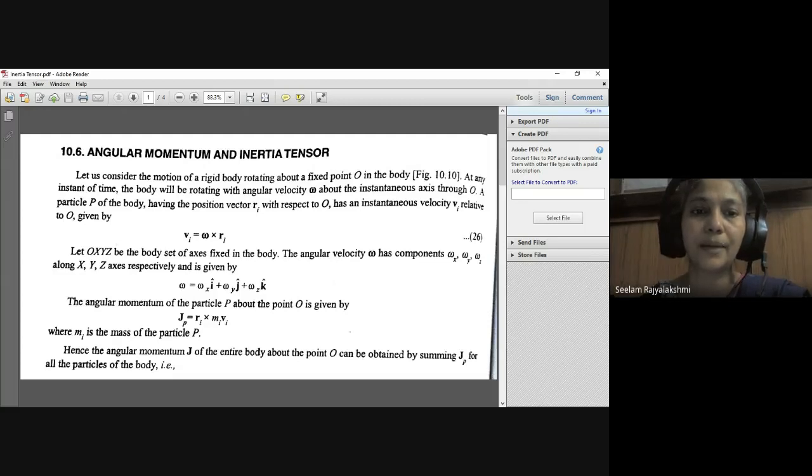Angular momentum of the particle P about the point O is given by Jp, that means the angular momentum of the particle P is equal to Ri cross mi Vi. So here mi is the mass of the particle P in the rotating body. Hence, the angular momentum J of the entire body about the point O can be obtained by summing Jp for all the particles of the body. That is, this is the angular momentum of a single particle P, Ri cross mi Vi.